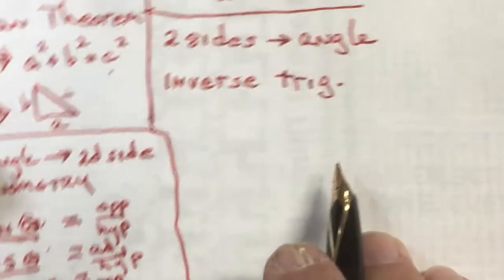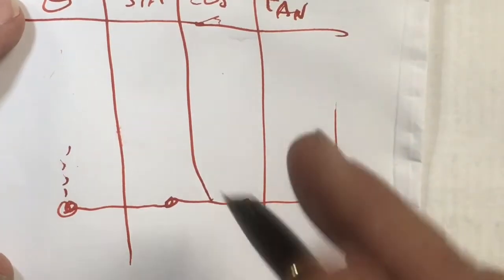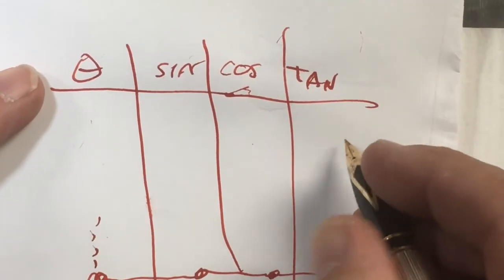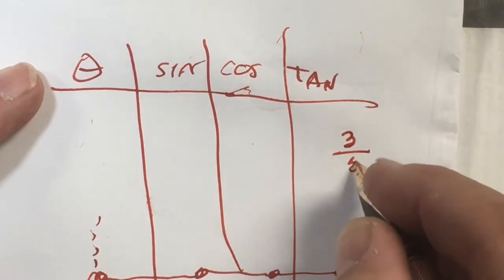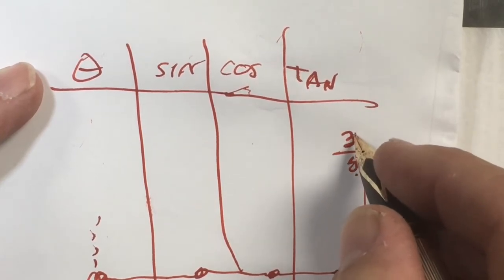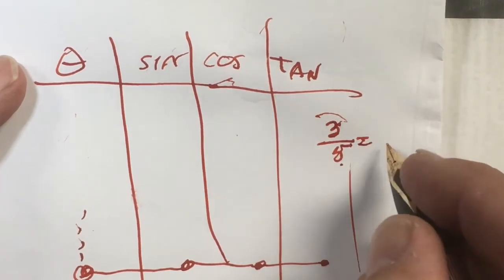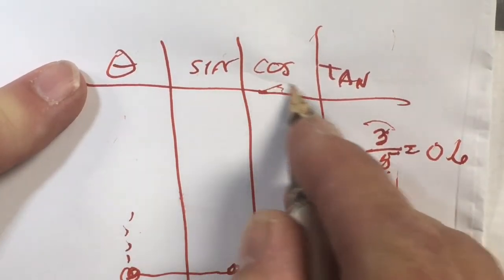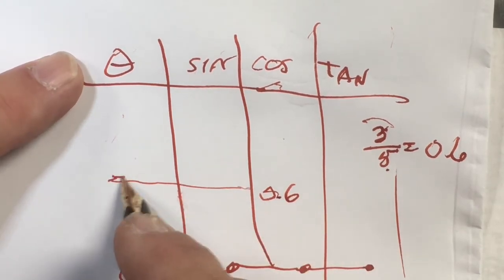So no matter where it is, you just have to reference. So, for example, if I gave you two sides, like 3 and 5, and 5 is the hypotenuse, and 3 is the adjacent side, that would make this a cosine problem. You would have to turn this into a decimal, then find the cosine, look down until you found the closest number to 0.6, go across, and that's going to be your answer.